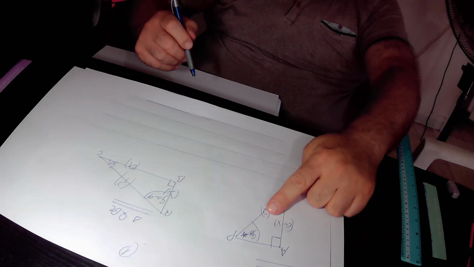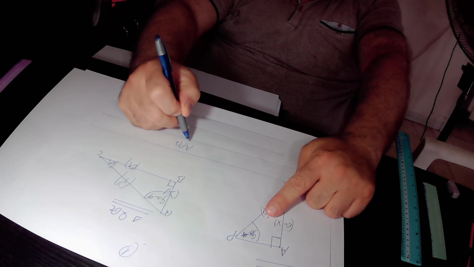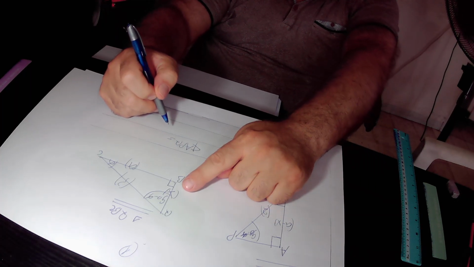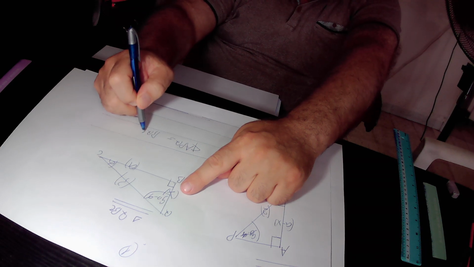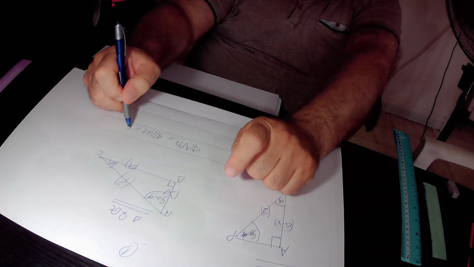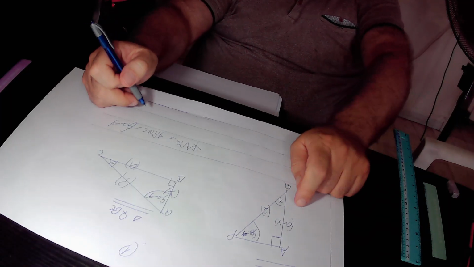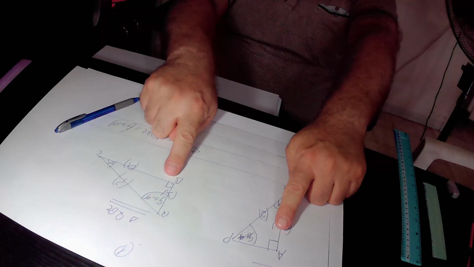So actually, this is angle APQ in the right triangle APQ, and it is equal to this angle BQC in the right triangle QBC. They are both equal to 90 degrees minus alpha, therefore they are equal to each other. In addition, those two angles are both equal to 90 degrees and therefore they are equal to each other.